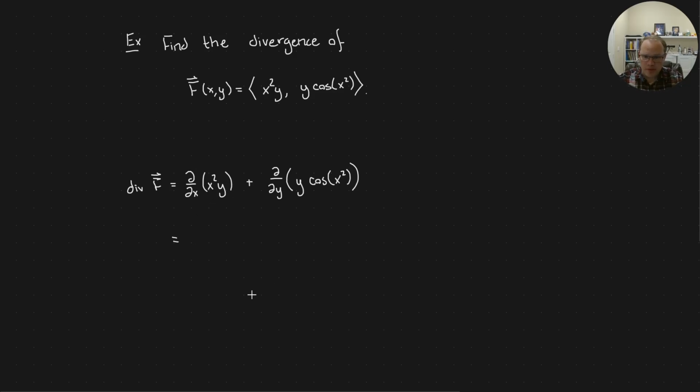So the partial derivative of the first component with respect to x, I get 2xy. The partial derivative of the second component with respect to y, I'll get cosine of x squared. And we're done. That's the answer. That's the divergence of this vector field at any point x, y. If I want to find the divergence at a particular point, I'd plug in the particular x and y values of that point.